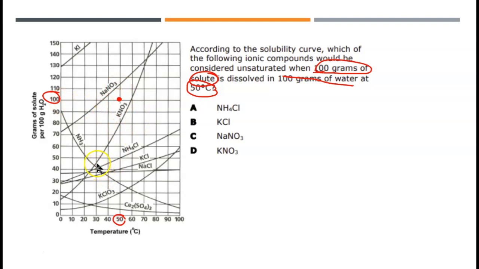All right, now, according to the solubility curve, we're looking for the one that's ionic. So look for the same ones. NH4Cl. And we're looking for the one that is unsaturated, remember. NH4Cl, right here.